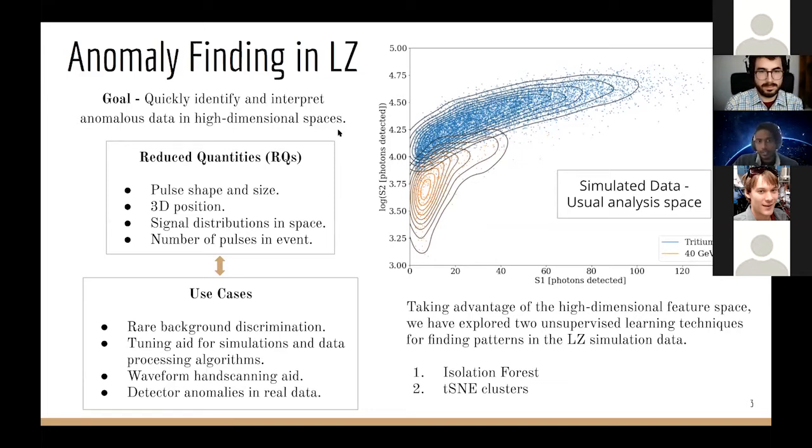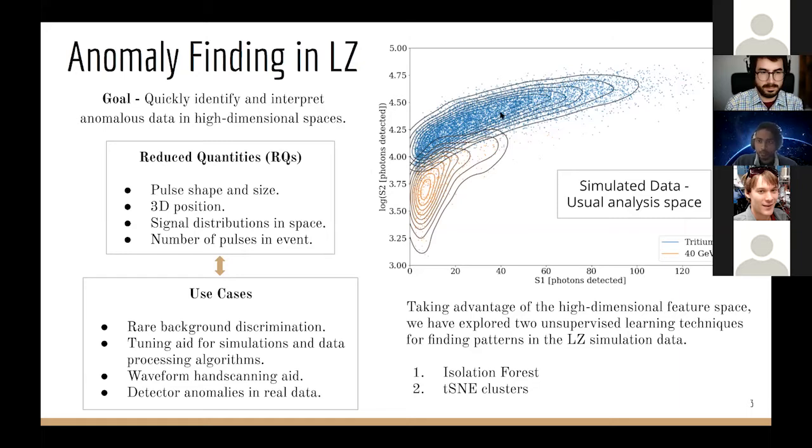So I mentioned high-dimensional spaces. Usually the analysis space that people work in for these types of experiments is the S1 size versus the S2 size. So on the x-axis is S1 in units of photons detected. And on the y-axis is log base 10 of the size of the S2.